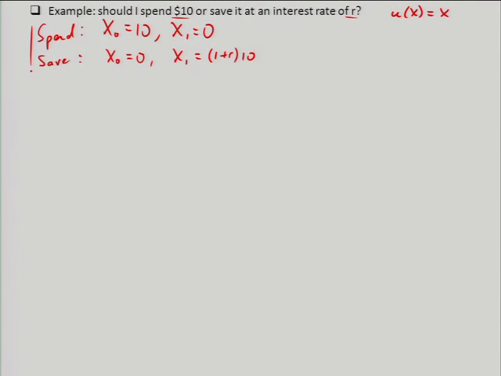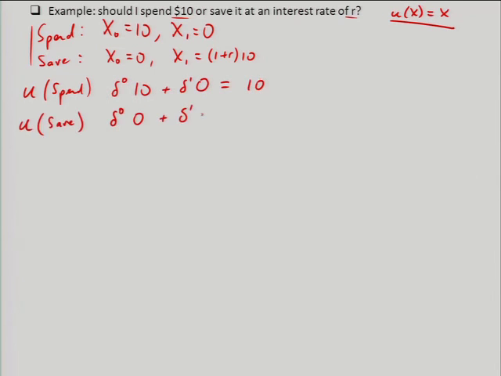Okay, so the utility of the spend plan under this instantaneous utility function is just delta to the 0 times 10, which is the utility of the 10 now, plus delta to the 1, because that's in the next period, times the utility I get from future consumption, which would be 0. Okay, so that's just 10. And the utility I get from saving would be delta to the 0 times not having anything to consume now, plus delta to the 1 times the utility I get from having my $10 plus interest in the future. Okay, which is just delta times 1 plus R times 10.